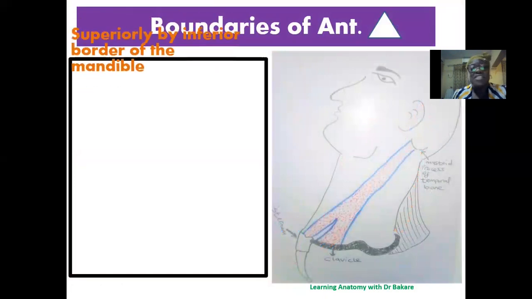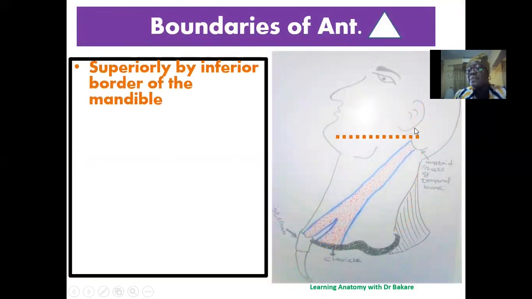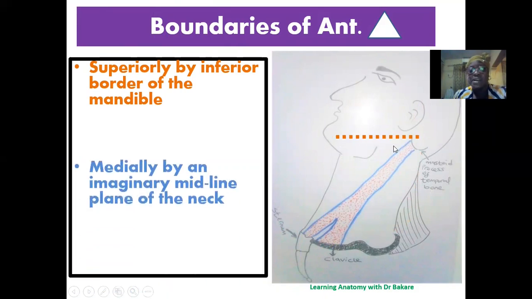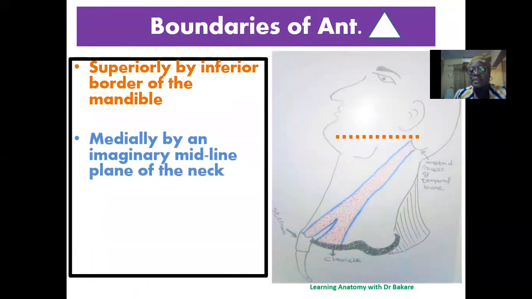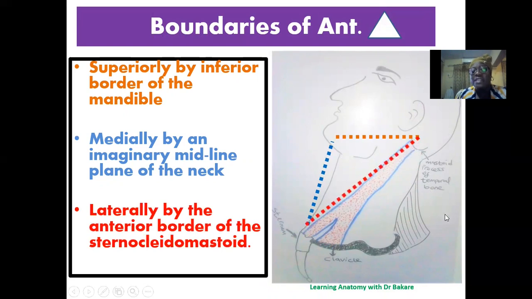The boundaries of the anterior triangle would then be superiorly by an imaginary line that extends from the mandible to the mastoid process of the temporal bone. Then we have medially an imaginary midline plane of the neck, which is a line that is drawn along the anterior midline plane of the neck. Then laterally, we have the anterior border of the sternocleidomastoid muscle. So this is the sternocleidomastoid, this is the anterior border, and this is the posterior border. So the anterior border of the sternocleidomastoid forms the lateral wall of the anterior triangle. You can see that a triangular space is now formed, but anterior to the sternocleidomastoid muscle. So this is the anterior triangle.